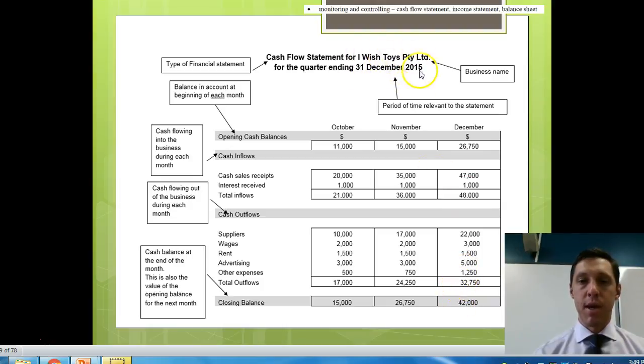and that means at the 31st of December, the date up here at the top of the cash flow statement, as at the 31st of December 2015, this business's closing cash balance, just the cash balance, was $42,000.